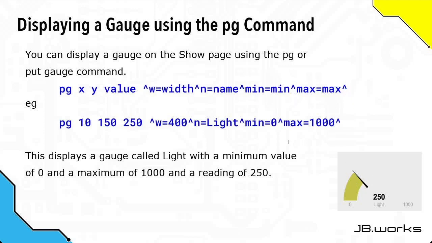The example shown down on the right-hand side is putting it at 10 along the x-axis, 150 pixels downwards on the y-axis. The value is 250, and you can see that indicated here. It's 400 pixels wide. The name, which is n equals, is light, and you can see that shown at the bottom of the gauge here. Then finally we've got the minimum value, which is shown there, and the maximum value, which is 1000, shown over here. So this display is essentially giving us a range from 0 to 1000. It's called light, and it's currently displaying a value of 250.